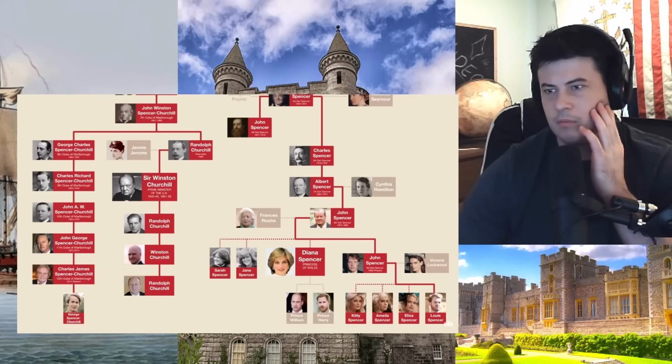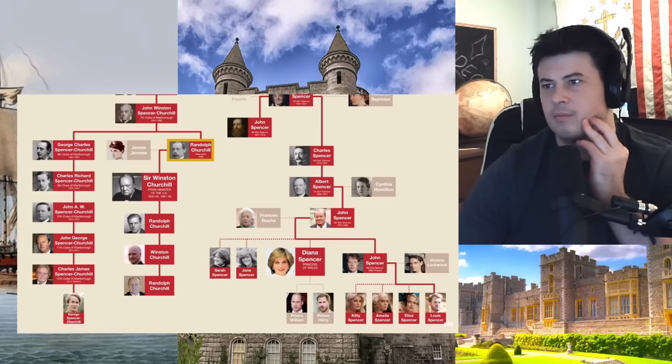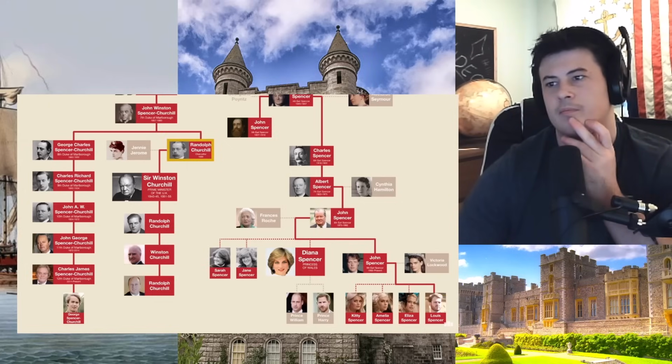The more famous branch is over here. The 7th Duke's younger son Randolph changed his name to simply Churchill, even though, patrilineally speaking, he and all his descendants, even the Winston Churchill, are technically Spencers.